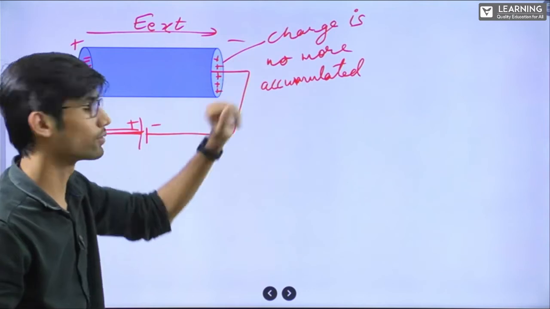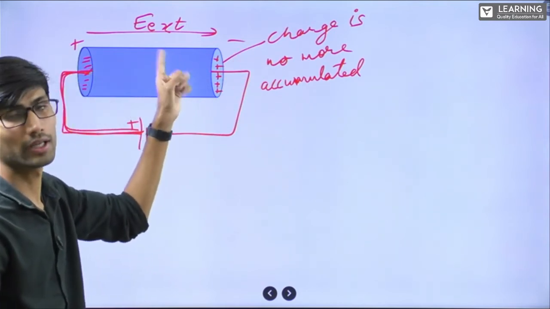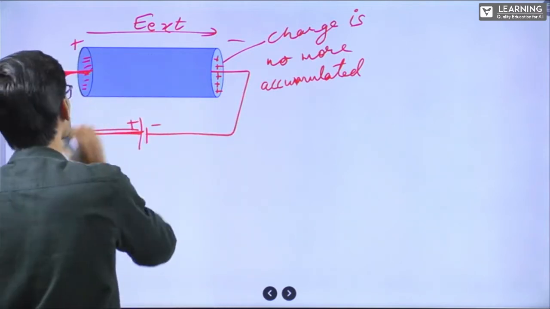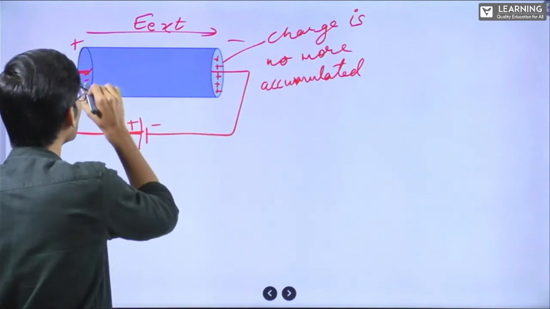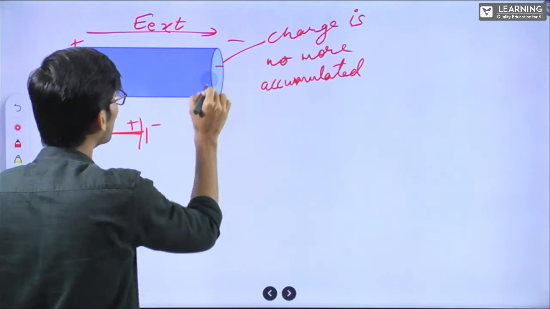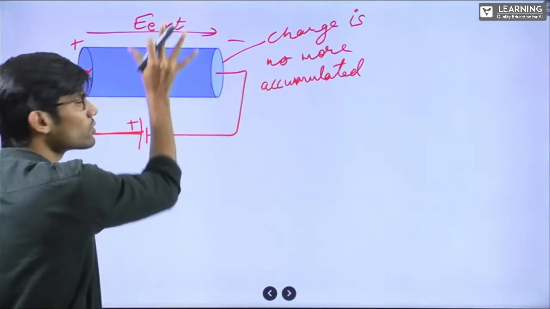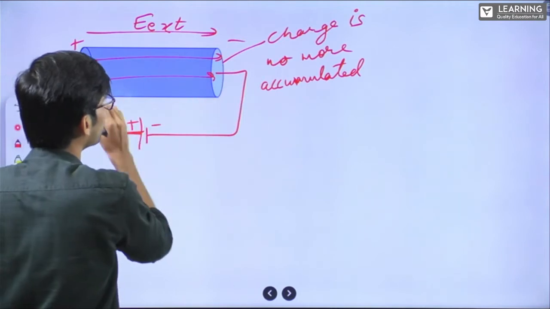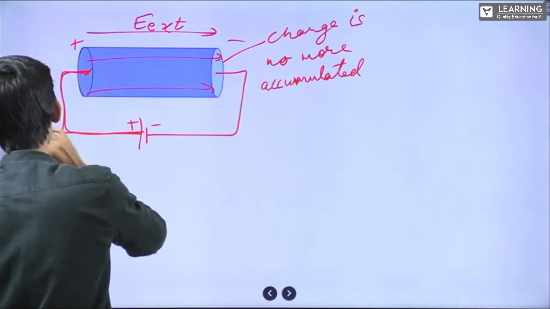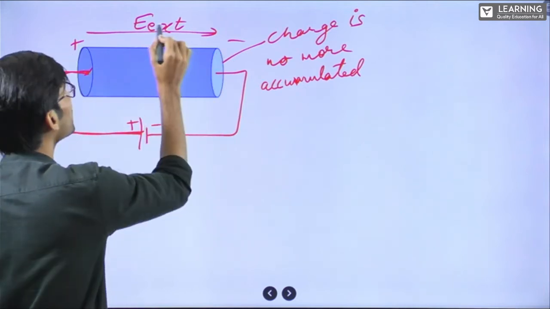The electric field will start flowing. But there is only one electric field. There is no induced electric field here because there is no accumulation of charge. The moment you connect the battery, charge starts flowing. There is no accumulation. So there is only one electric field like this. There is nothing which is opposing it. So E inside is not zero. E inside is this E. Let's say it is only E.